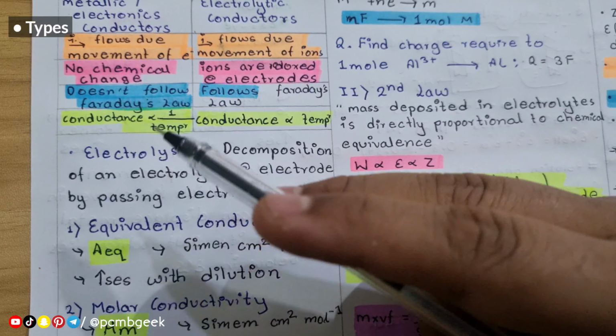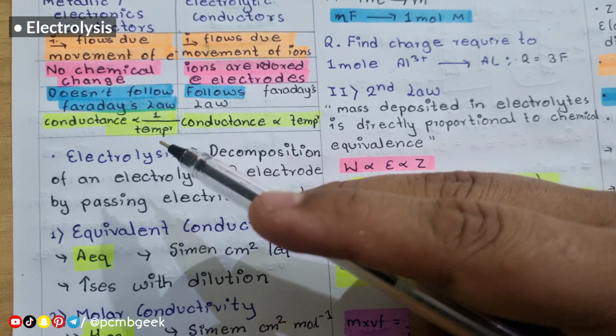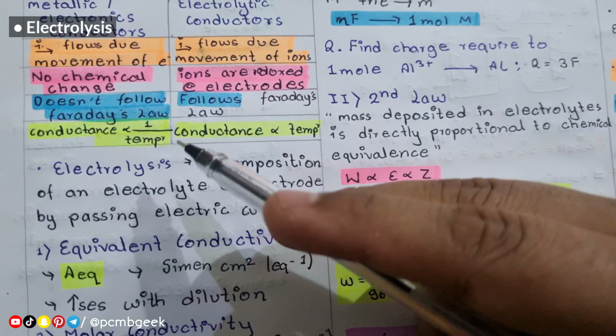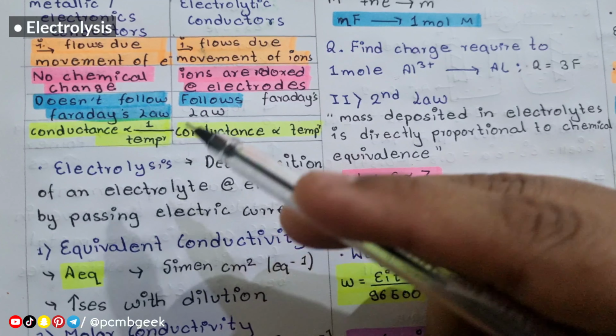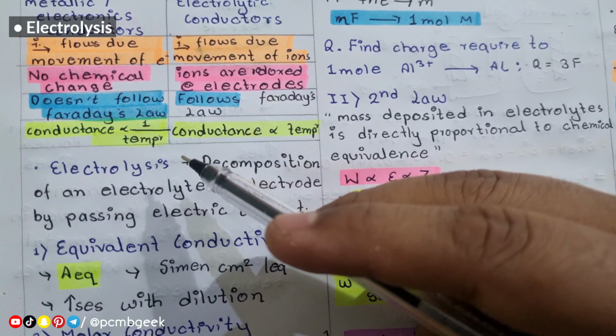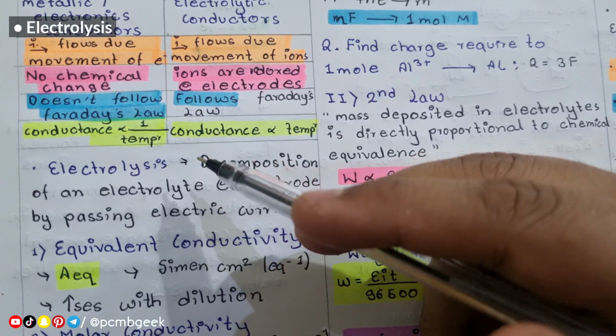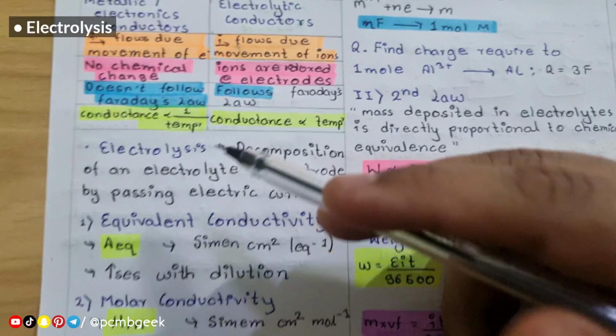What does electrolysis mean? It is the process of decomposition of electrolyte at electrode by the passage of electric current, said to be electrolysis. The apparatus used for electrolysis is said to be electrolytic cell.